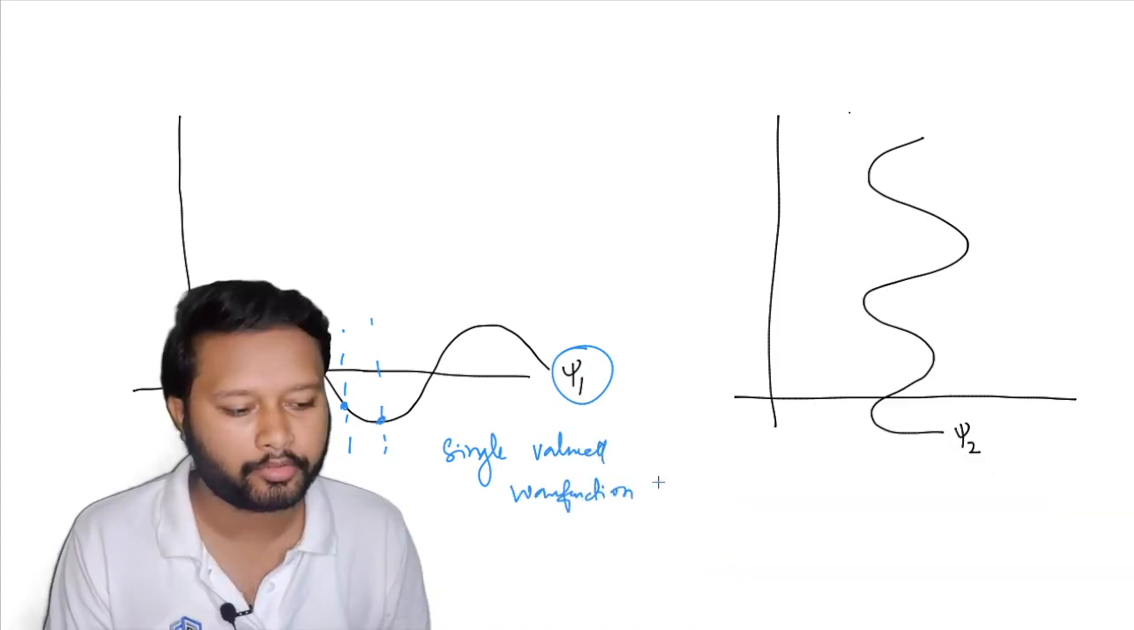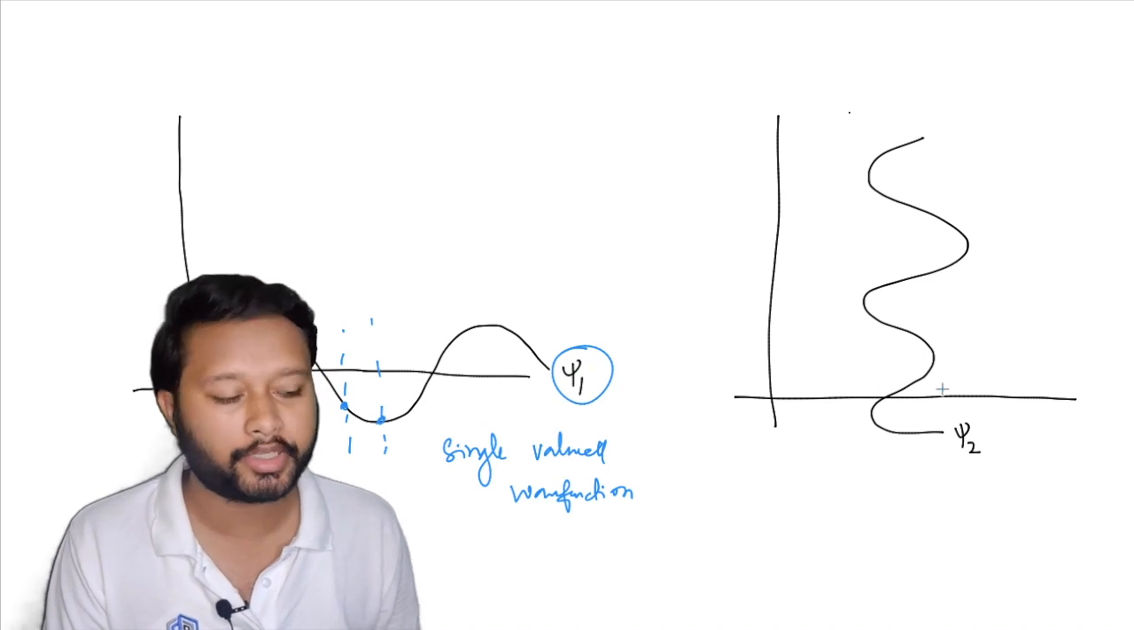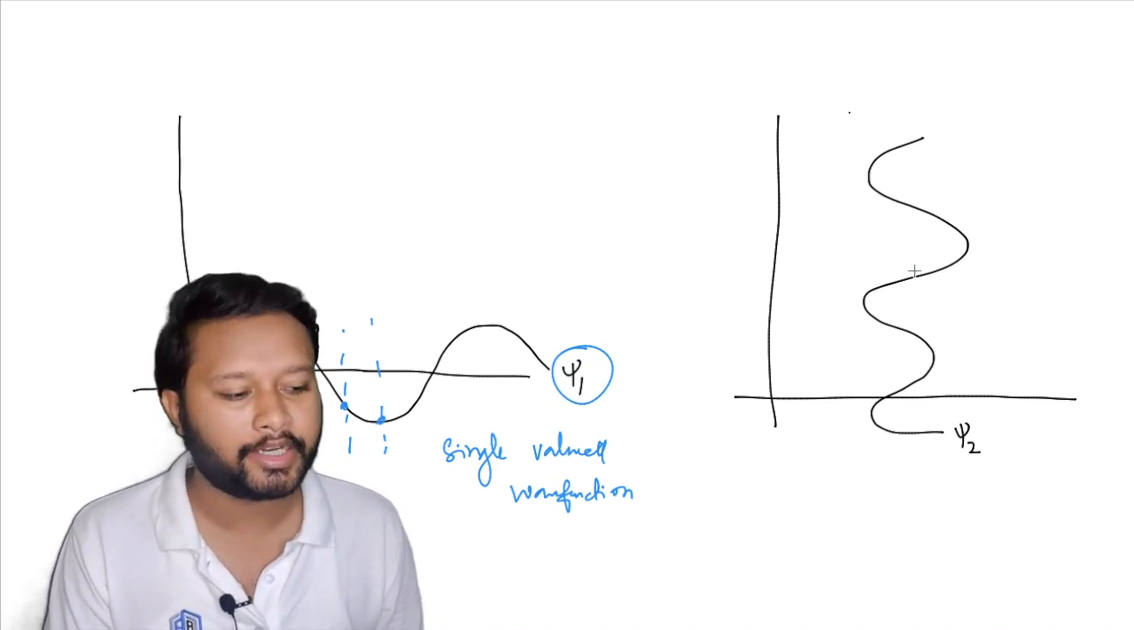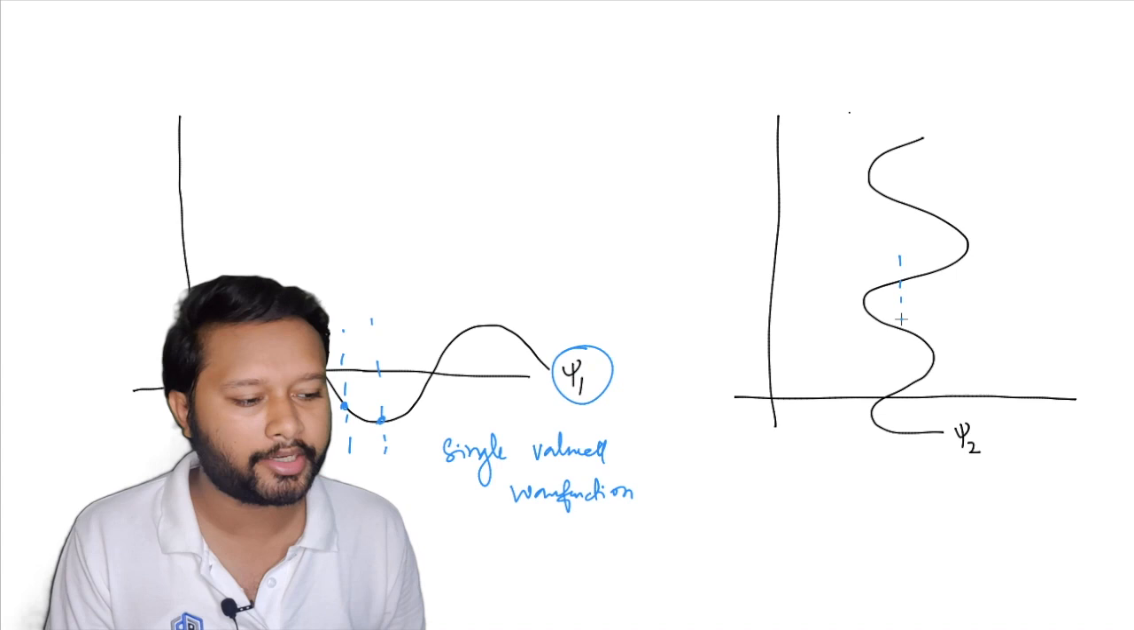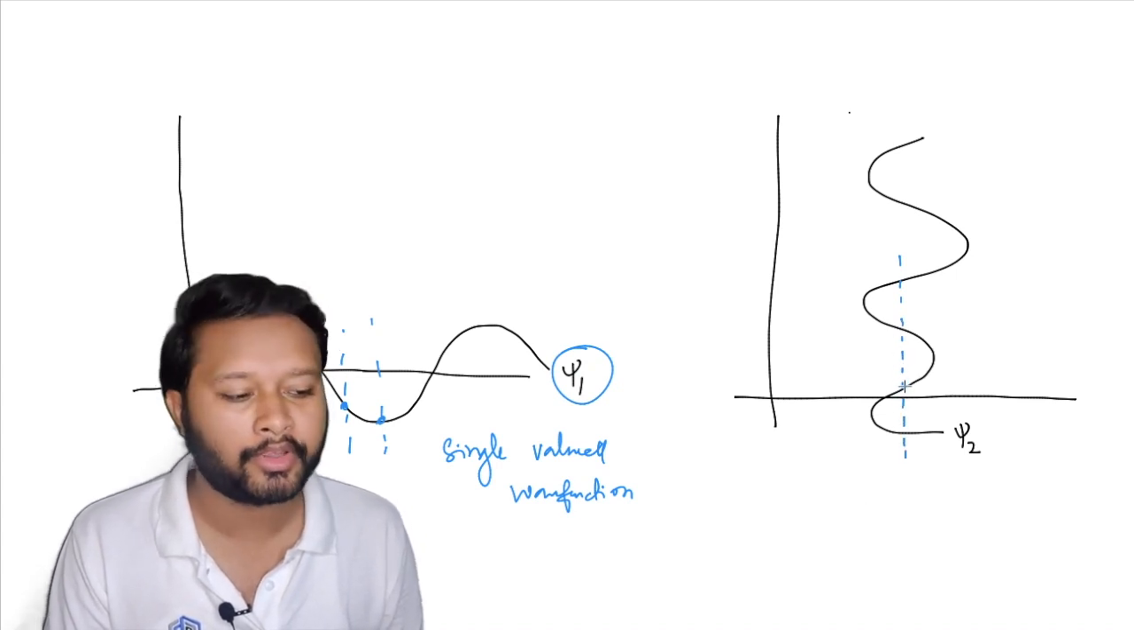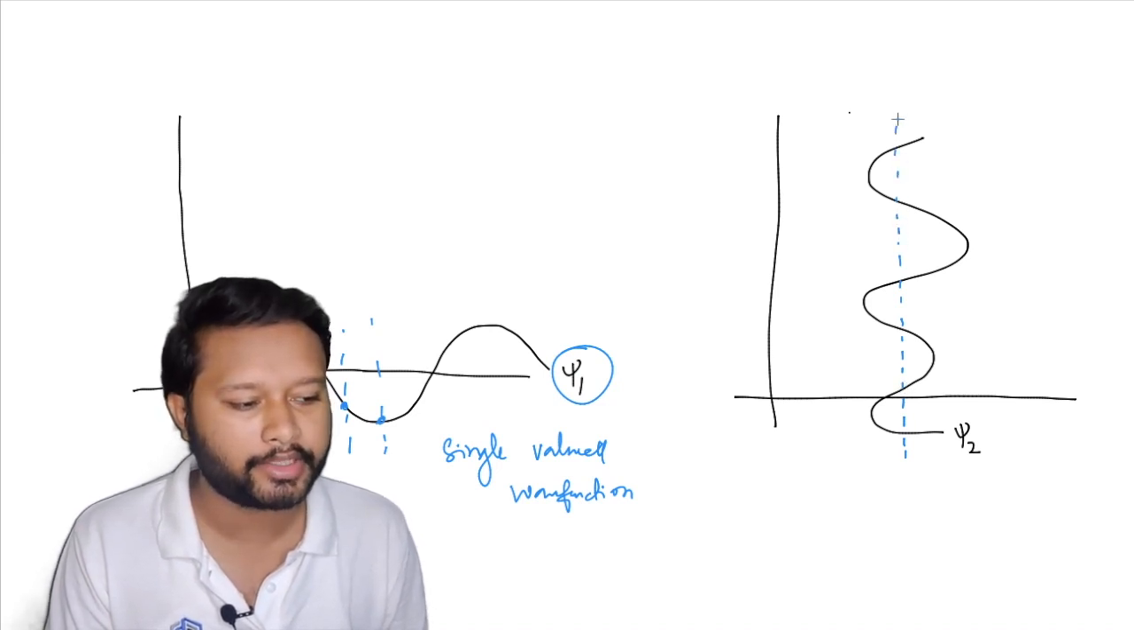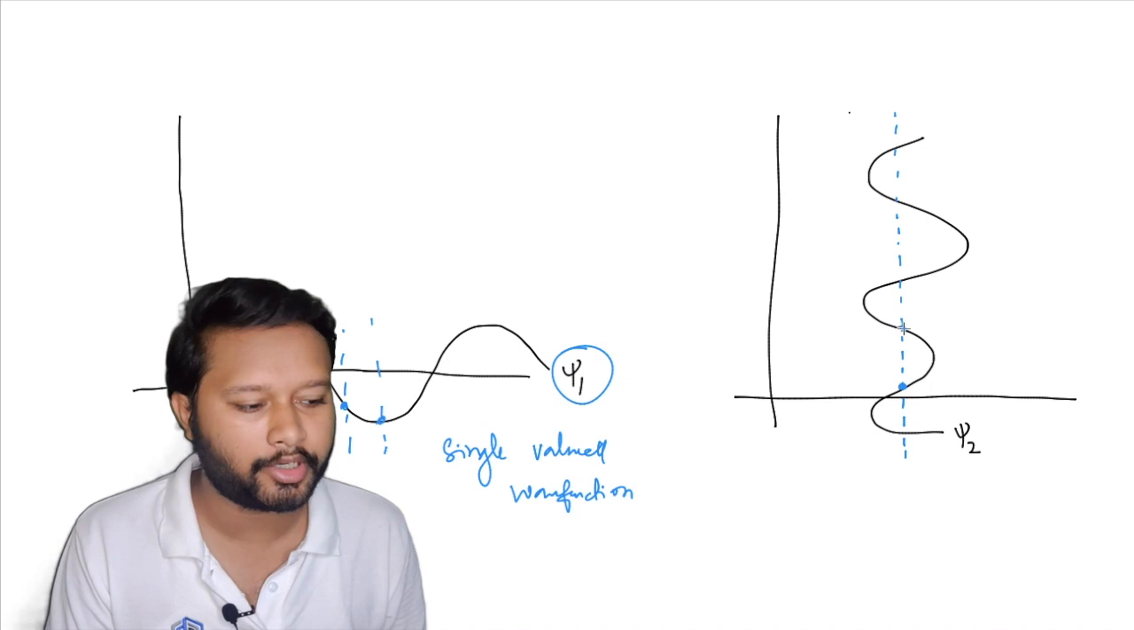Okay, now what about the second one, the psi2 over here? Now in psi2 you will see that if I draw a perpendicular line on the x-axis, I'll have multiple points on the wave function over here. Even if I extend this line, I'll be getting like 1, 2, 3, 4, 5.